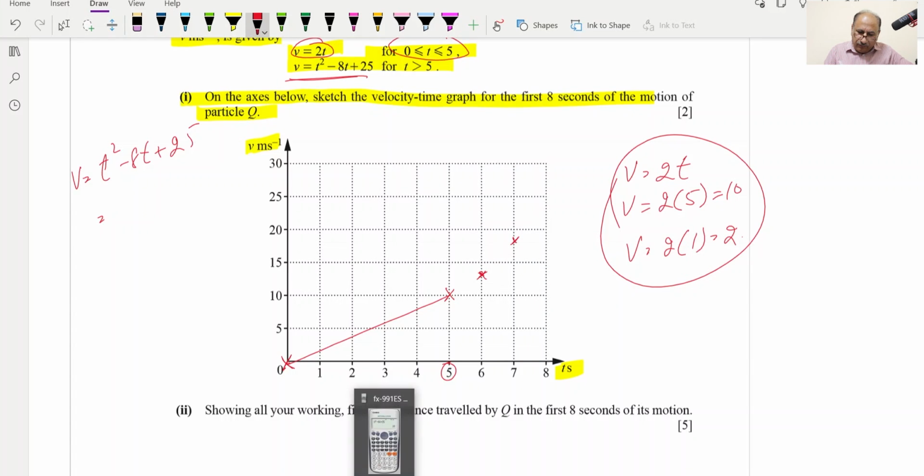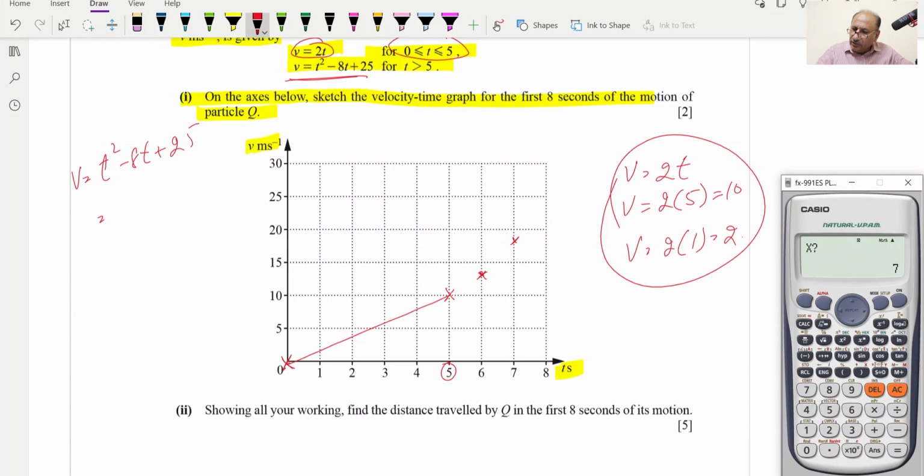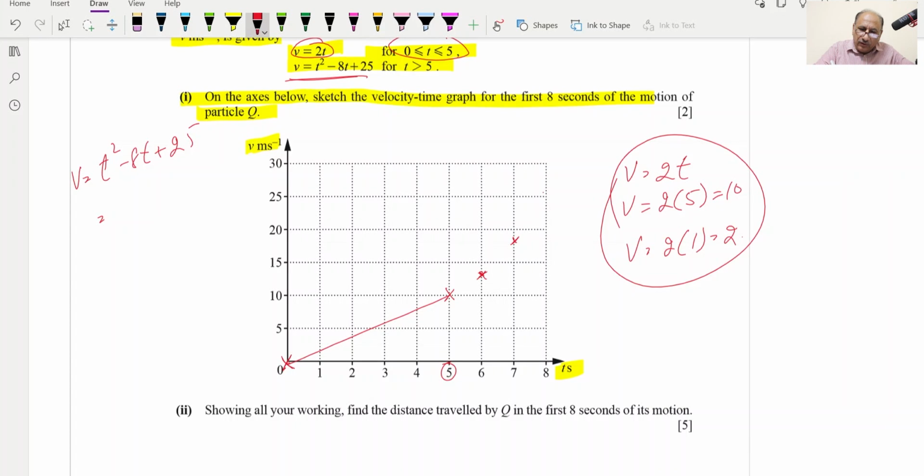Then we can check for 8, calculate for 8, and this will be 25. So for 8 it is 25, and we can mark it over here. Gradually it is curving like this, so we can draw a curve like this one. This will be the sketch showing all your working.